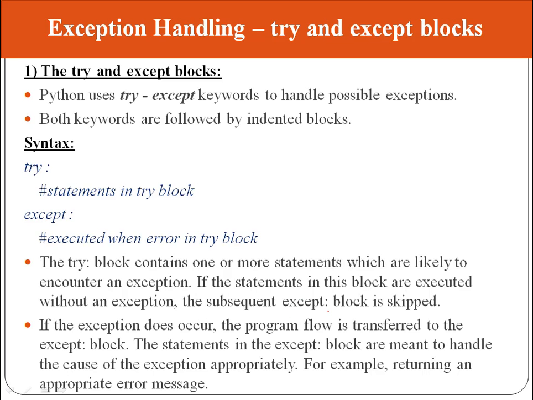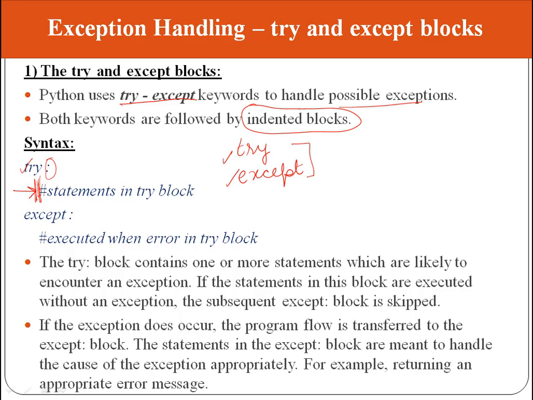So let's start with the try and except blocks, right? Python uses the try and except keywords to handle possible exceptions. Both keywords are followed by indented blocks. We will see the example. So this is your try keyword. Here we put the colon, and then you have the lines of code indented. You can see the word indented blocks, that is coming inside, so that it becomes the block for the try.